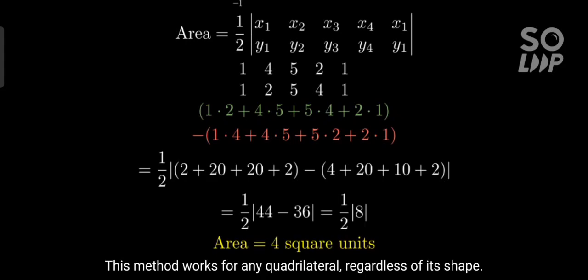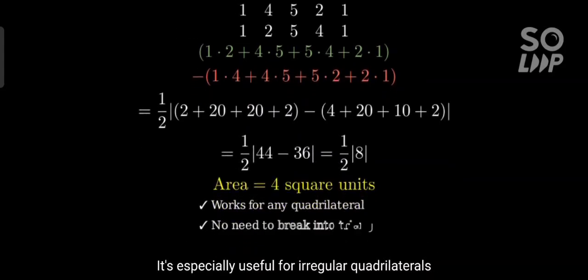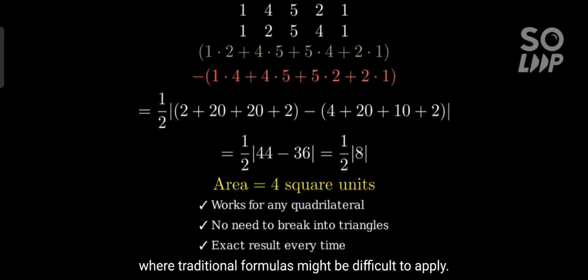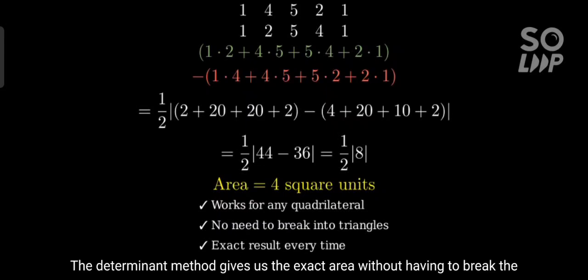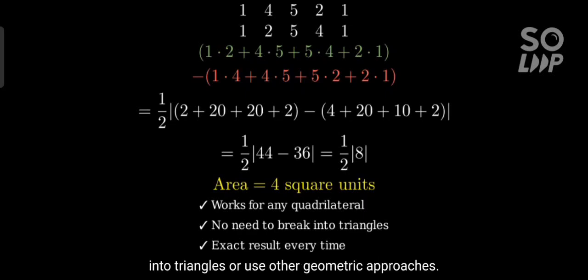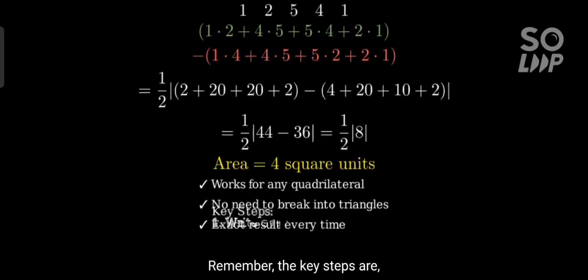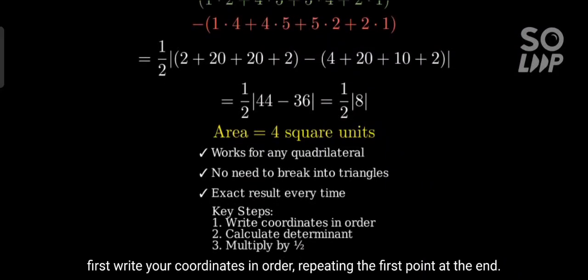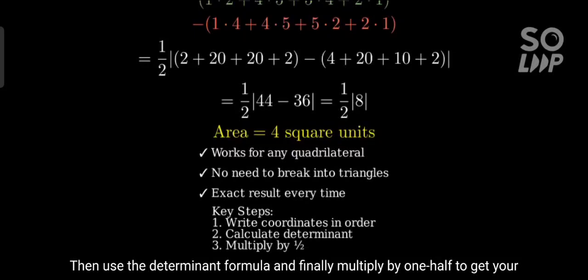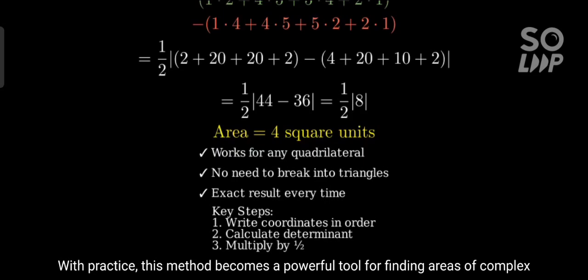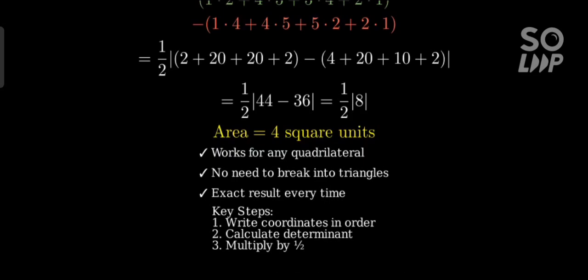This method works for any quadrilateral, regardless of its shape. It's especially useful for irregular quadrilaterals where traditional formulas might be difficult to apply. The determinant method gives us the exact area without having to break the shape into triangles or use other geometric approaches. Remember, the key steps are: first, write your coordinates in order, repeating the first point at the end. Then use the determinant formula, and finally multiply by 1/2 to get your area. With practice, this method becomes a powerful tool for finding areas of complex quadrilaterals.